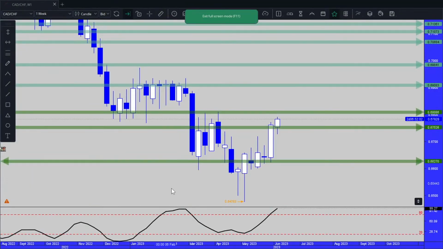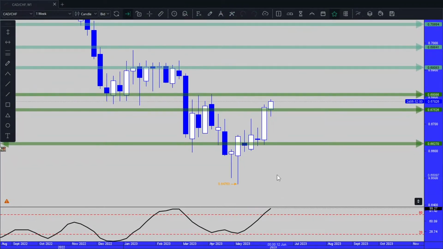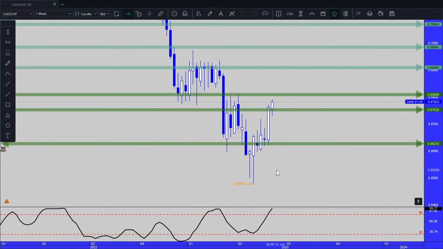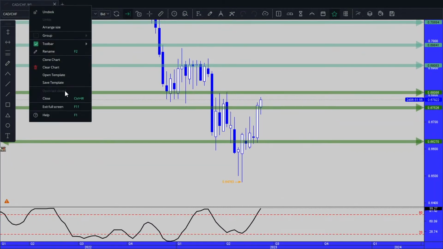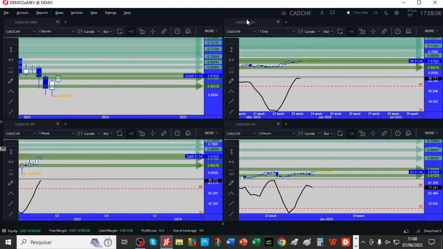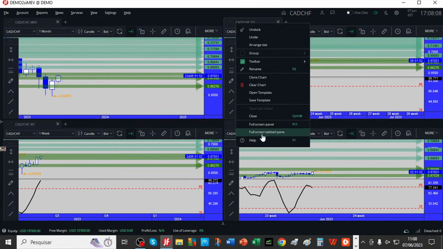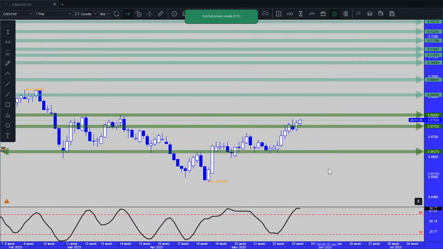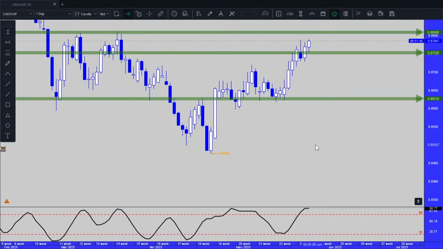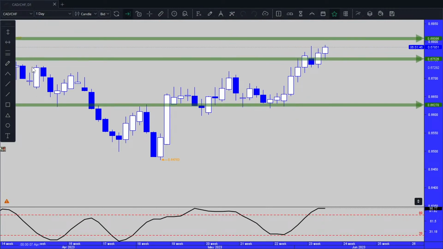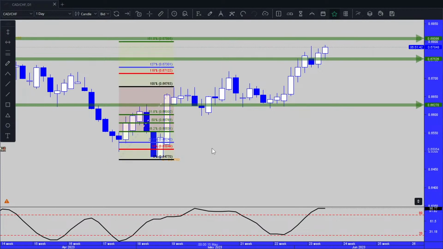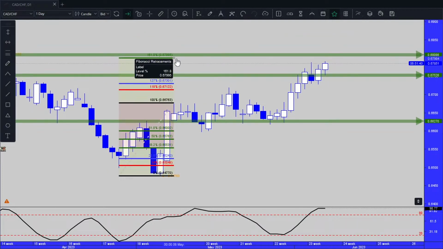Now we have CAD CHF on the weekly chart. It's too soon. Market's moving up, too soon. Now we have CAD CHF daily chart, and on the daily we can draw some Fibonacci's, the ABCDs, right? As you can see, the market is almost at the extension.